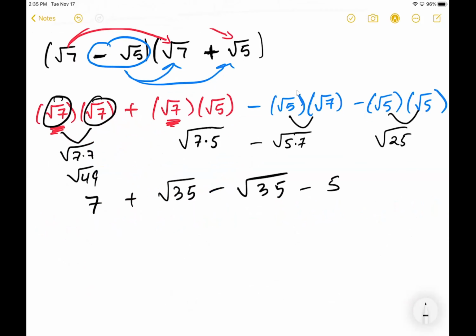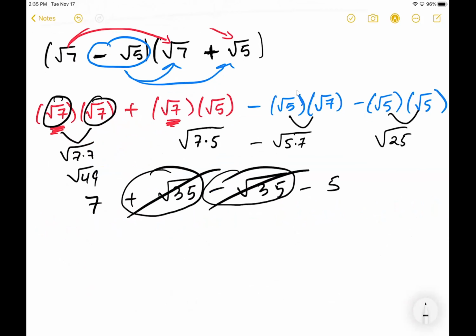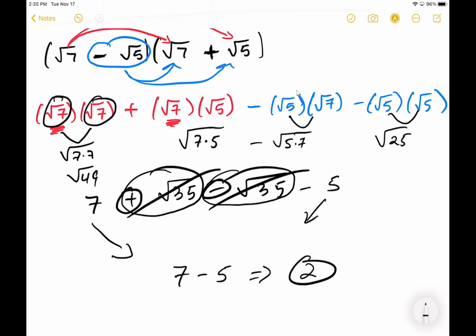This is the unique thing about this item here, ladies and gentlemen: the middle terms will always cancel out. Square root of 35 minus a square root of 35 will cancel out. One of them is positive, the other one is negative, so they cancel. And now I still have a 7, I still have minus 5, and what is 7 minus 5? Well, 7 minus 5 will give me 2.